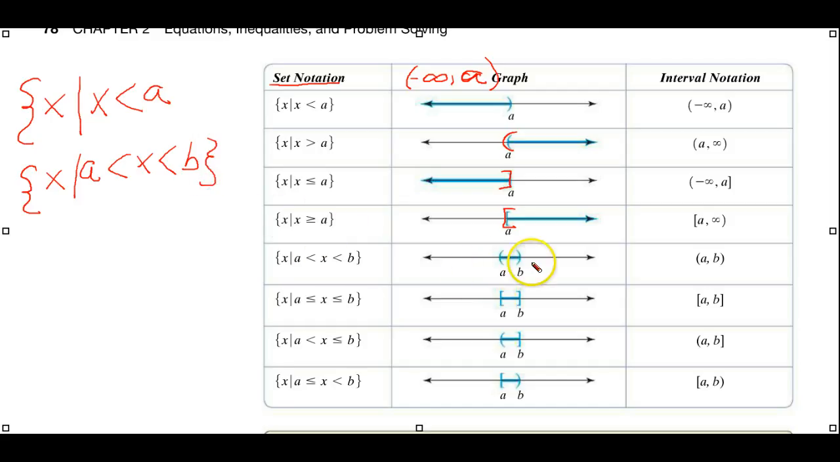Again, A and B are on the number line, and since they're only less than, it's going to be a parenthesis facing right this way, parenthesis facing left this way. And there is your interval notation right from the graph. And if it's equal to, it's brackets. If one is greater than or equal to, that would be a bracket, and then this one's only a parenthesis. So it gives you a nice little summary of this, and probably should be included in your notes.